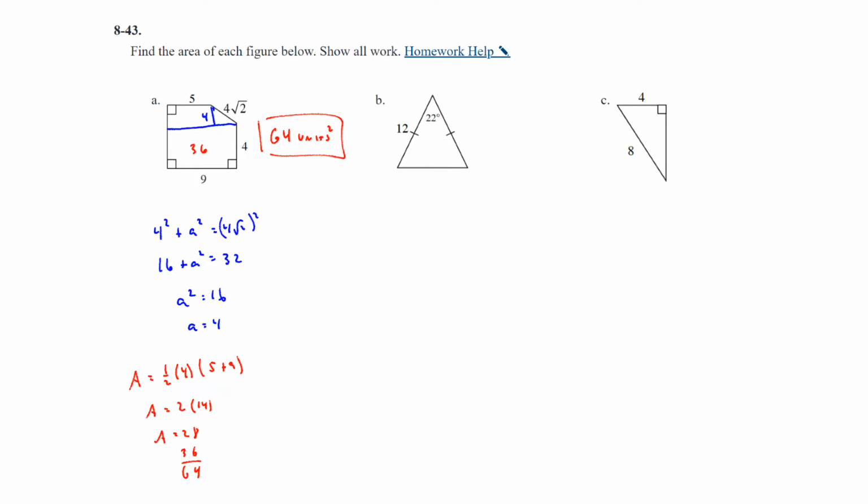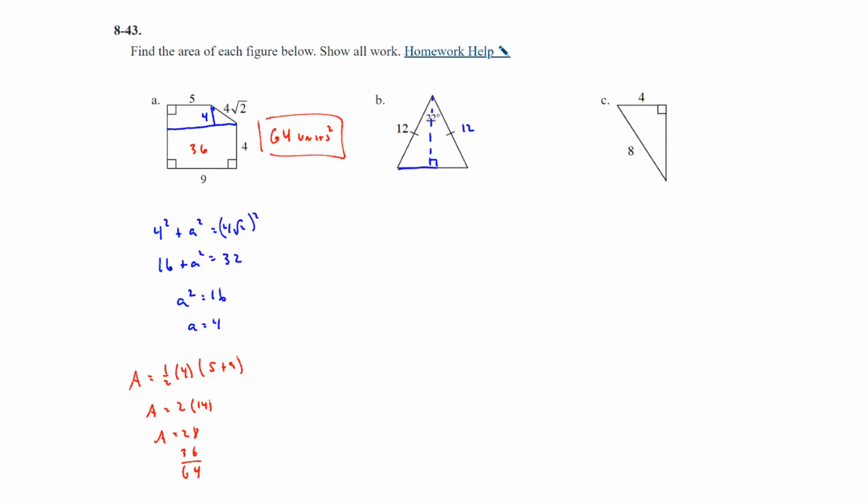Part B, we have an isosceles triangle, so we know both side lengths are 12. We have the included angle at 22 degrees. If we're trying to find the area of a triangle, usually we're using 1/2 base times height. So if we cut the triangle into two right triangles, they're a reflection of each other. We could use trig ratios to find the two things that we need.